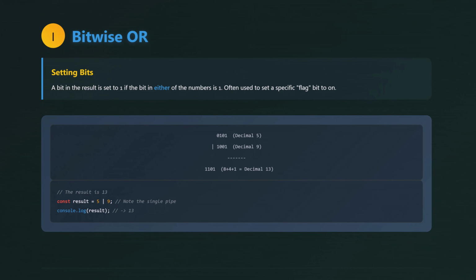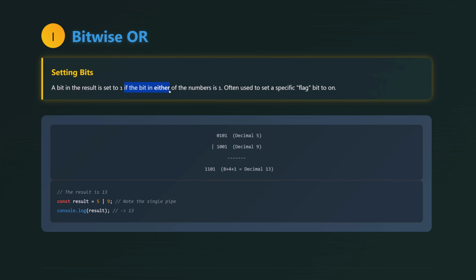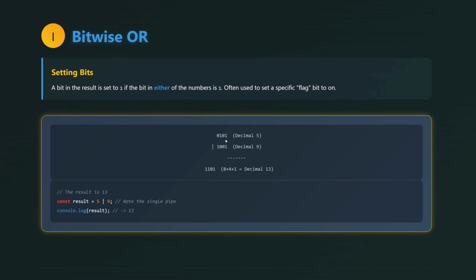Next, the bitwise OR. The bitwise OR operator compares two numbers bit by bit. A bit in the result is set to 1 if the corresponding bit in either of the numbers is 1. This is often used to set a specific bit to 1. Let's see an example. And unlike the previous example, the number 5 in binary is 0101. And the number 9 in binary is 1001.